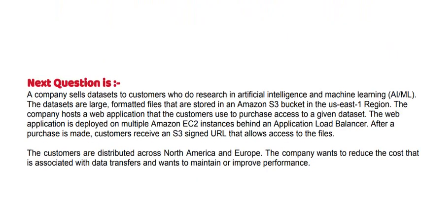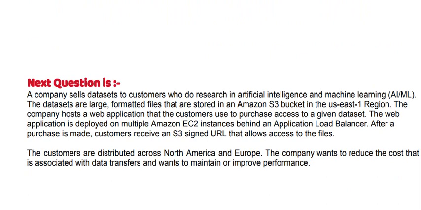Next question is, a company sells data sets to customers who do research in artificial intelligence and machine learning. The datasets are large, formatted files that are stored in an Amazon S3 bucket in the US East region. The company hosts a web application that the customer uses to purchase access to a given dataset. The web application is deployed on multiple Amazon EC2 instances behind an Application Load Balancer. After a purchase is made, customers receive an S3 signed URL that allows access to the files.